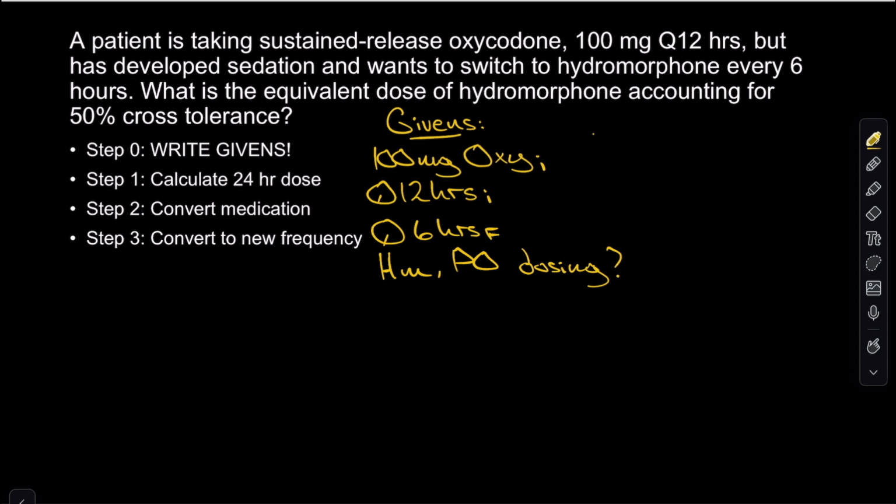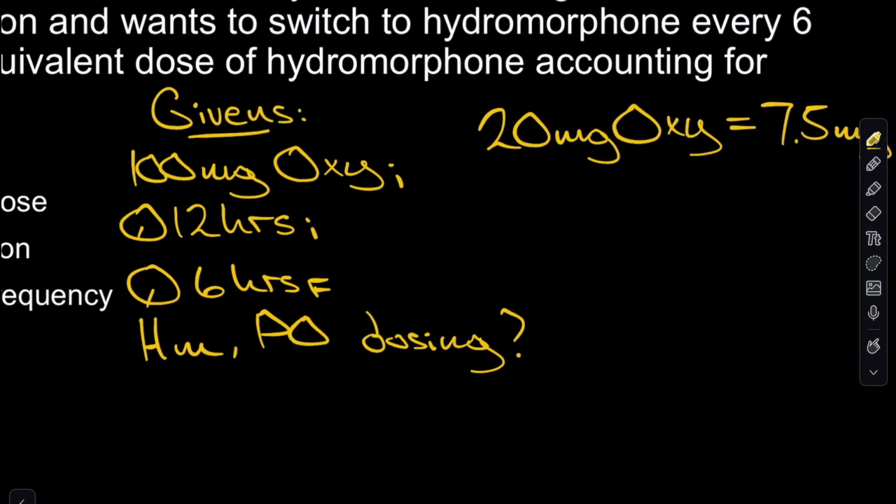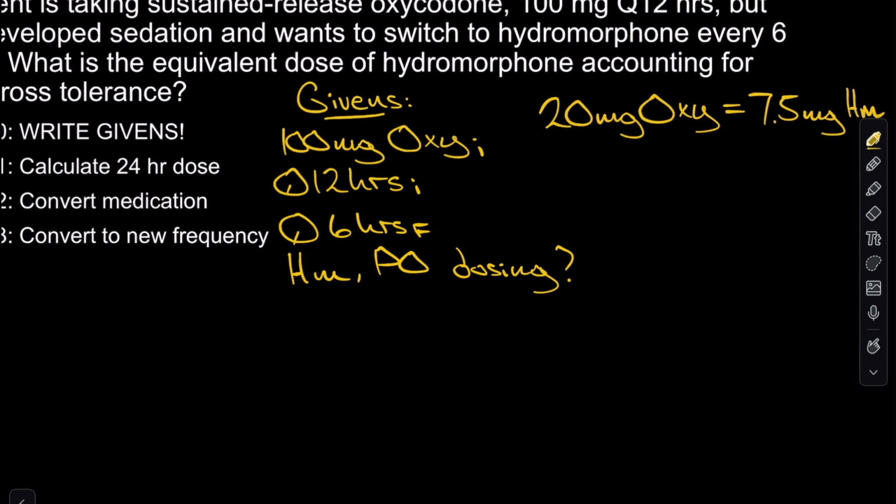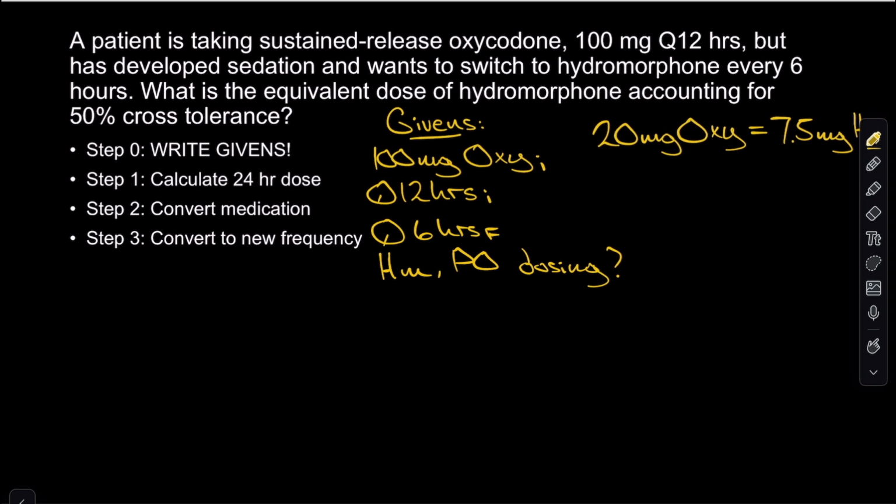We would also definitely then need the conversion factor between oxycodone and hydromorphone PO. We look at our chart and we see that oxycodone, so we'll say 20 milligrams oxy equals 7.5 milligrams hydromorphone. Okay, so now we should have enough to be able to solve our problem.